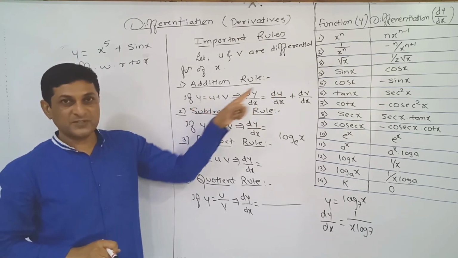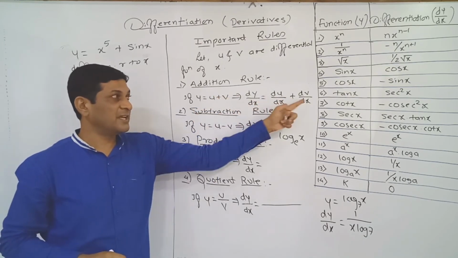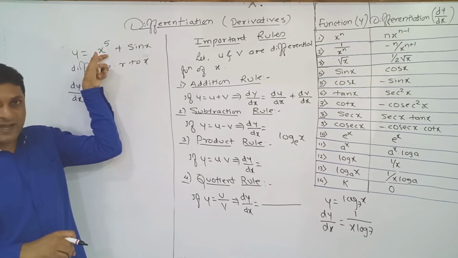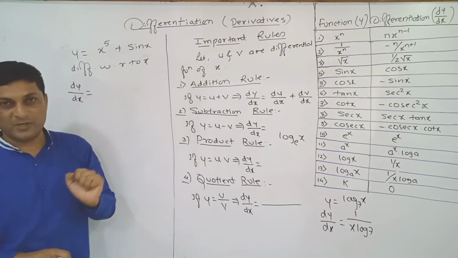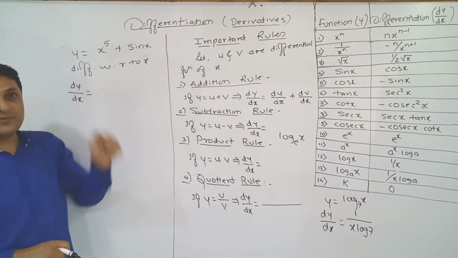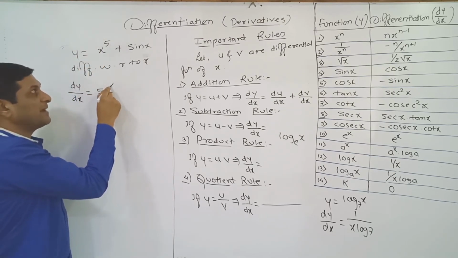First find out the derivative of u. Later on keep plus as it is, then find out the derivative of v. So here, what is u? x raised to power 5. We are finding its derivative. Now this term is in the form of the first formula. Which formula? x raised to power n. So according to the first formula, take this power as a coefficient and decrease the power by 1. Keep plus as it is.